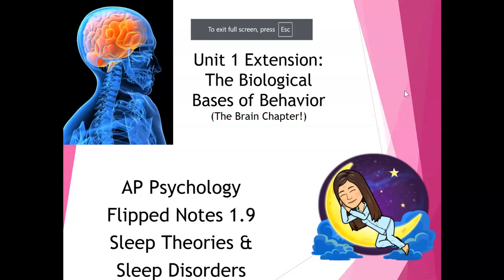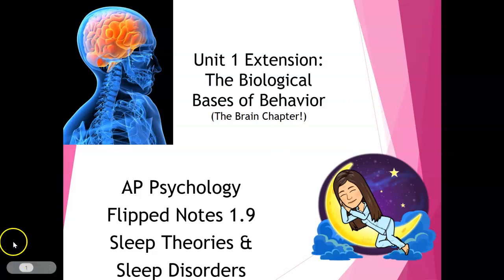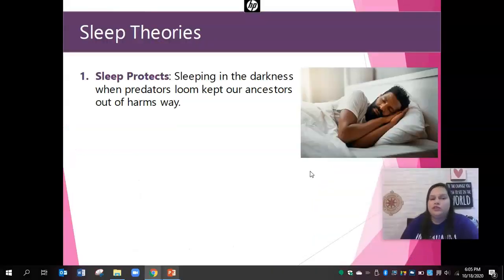Hello, these are Flip Notes 1.9 of the Unit 1 extension on the biological basis of behavior, and we'll be talking about sleep theories and sleep disorders. Let's get started. But why do we sleep?